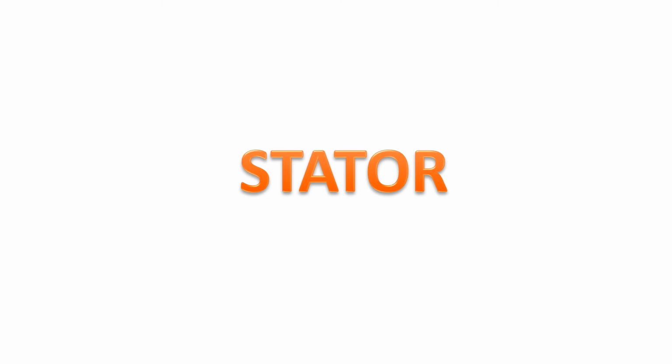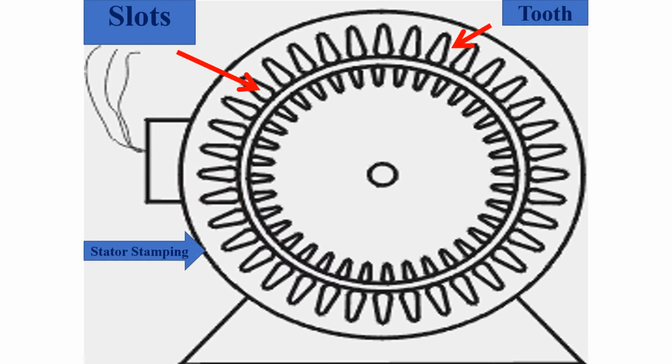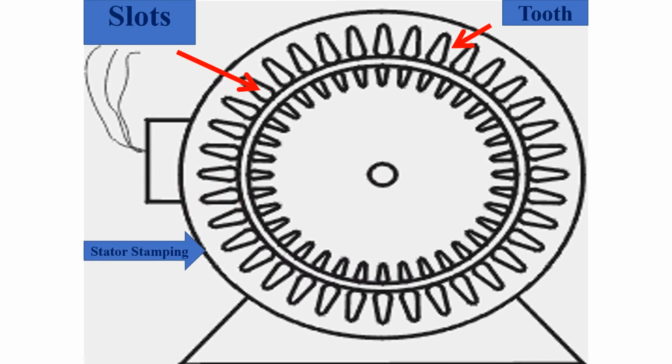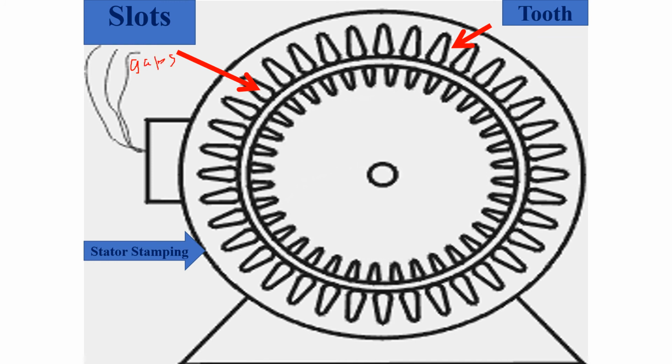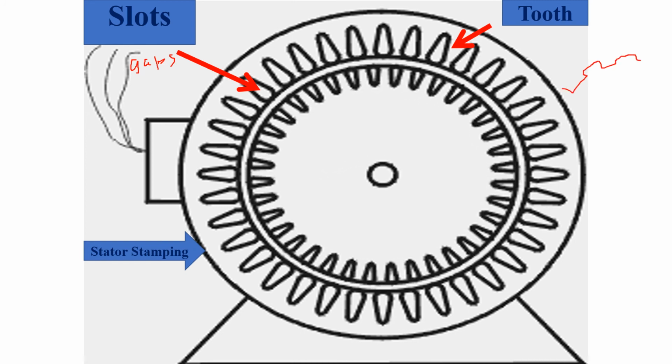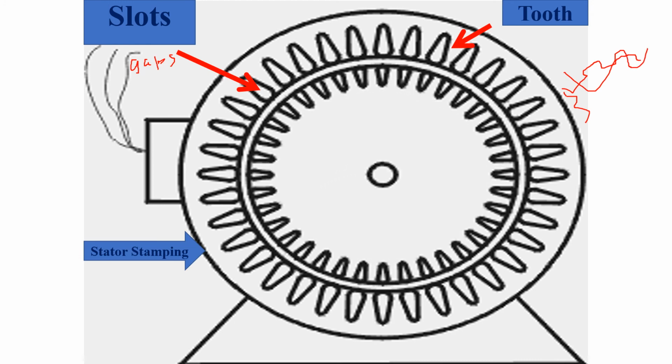Then regarding the stator, the stator will be having slots. Slots means the gaps. The arrangement is like this. In the slots only we are going to keep the field winding, and there will be teeth. This is the outer frame of the cover.